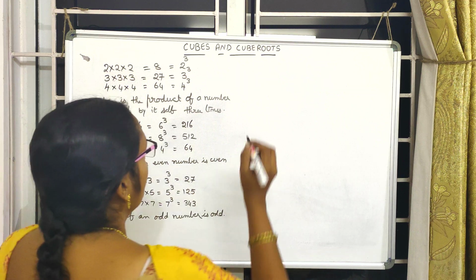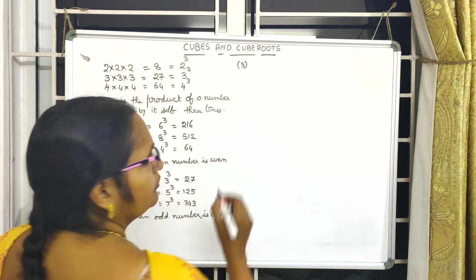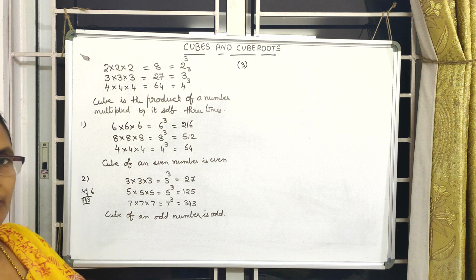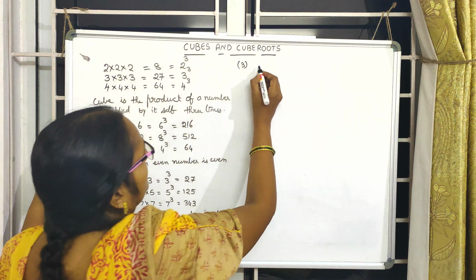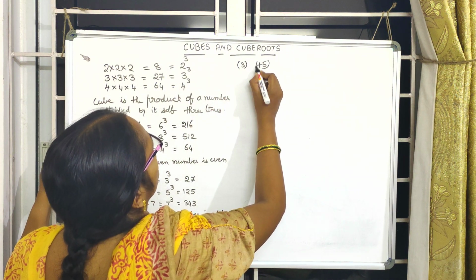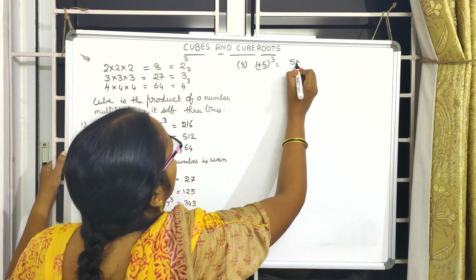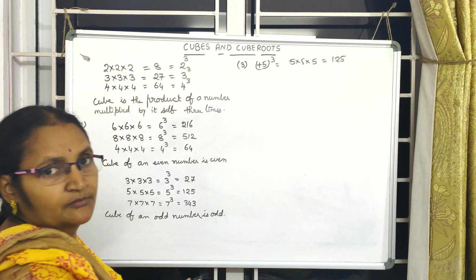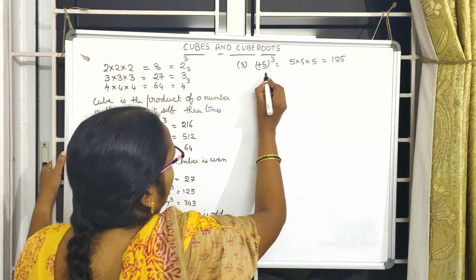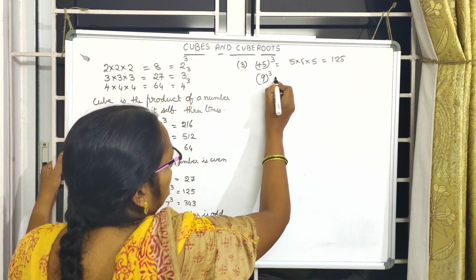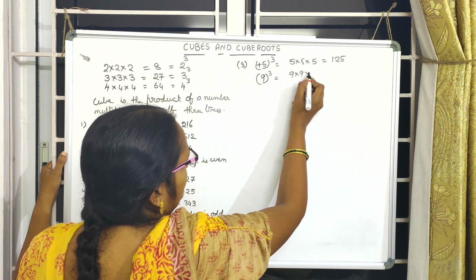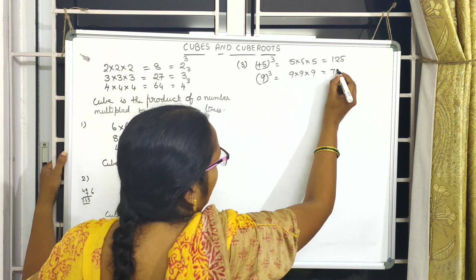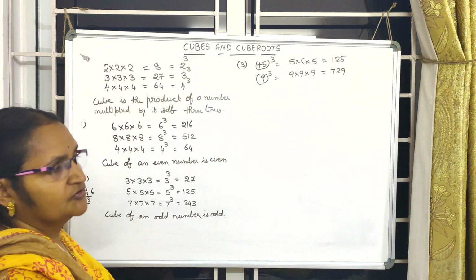Clear? Now let us go for another property. What is the cube of a positive number? Any positive number you take. That is, the cube of plus 5, 5 times 5 times 5. This is 125. Is it positive or negative? Positive. Now suppose you take 9, plus 9 whole cube. This is 9 times 9 times 9. This is 729. It is also a positive number.